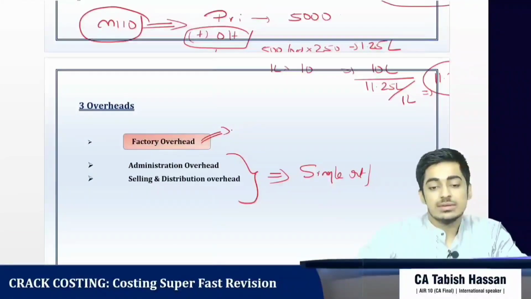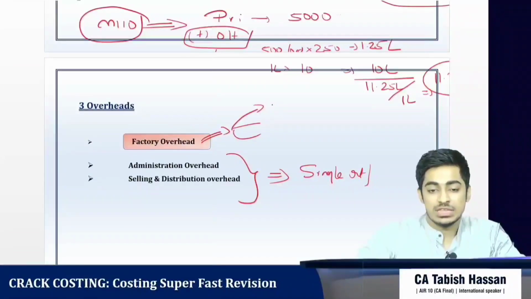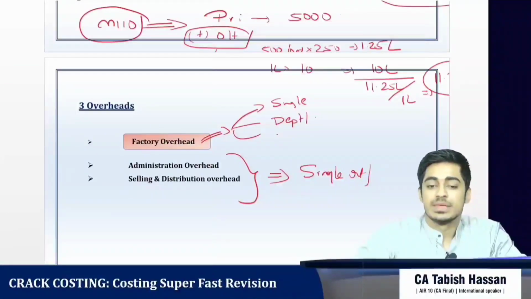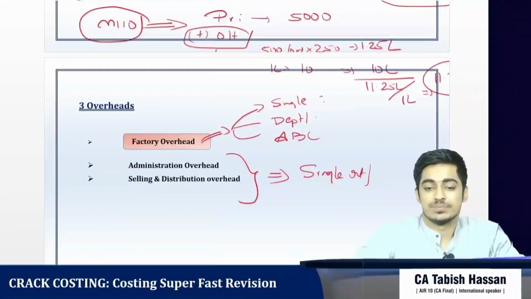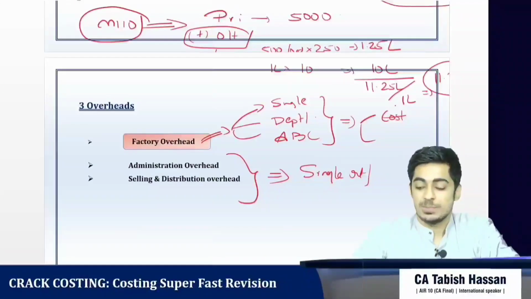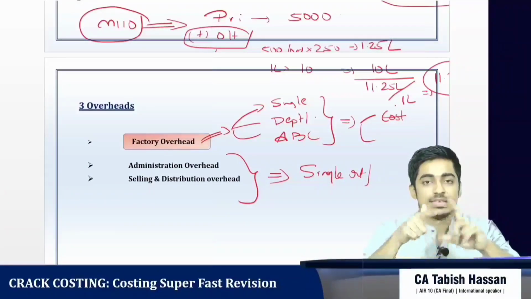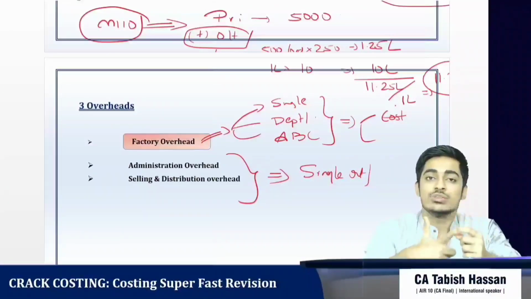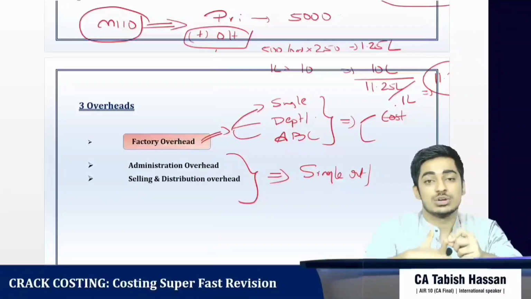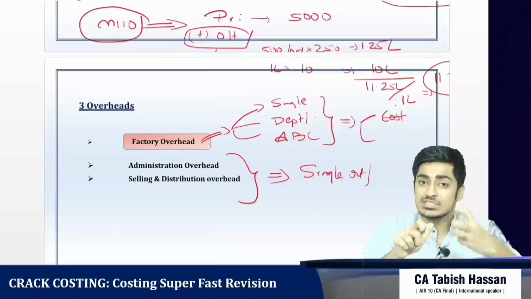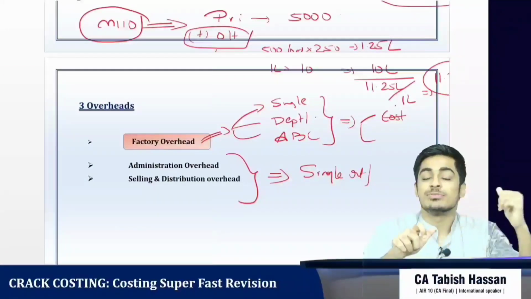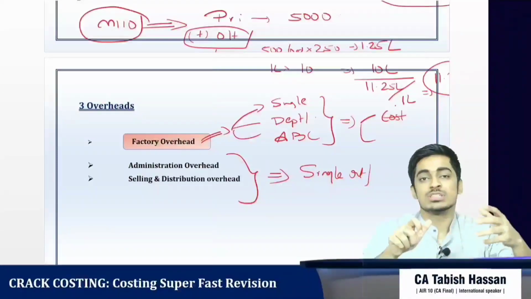So generally, we can choose any of the three: either the single rate method, the departmental rate method, or activity-based costing. Which method to choose depends on two factors. First is how much cost they have. Second is with what accuracy they want to charge the overheads. If you have less cost, you'll prefer the single rate method because it's very simple.